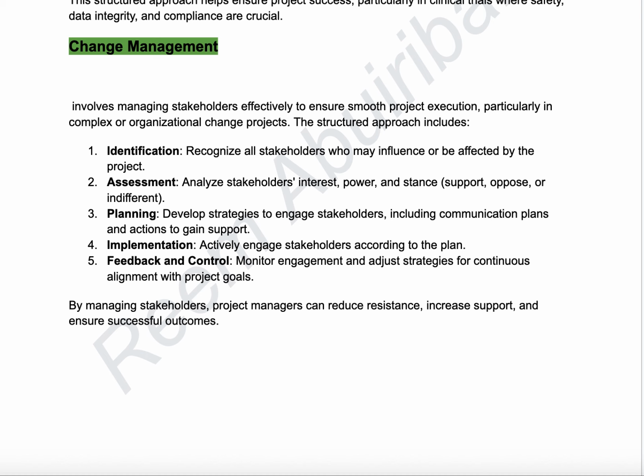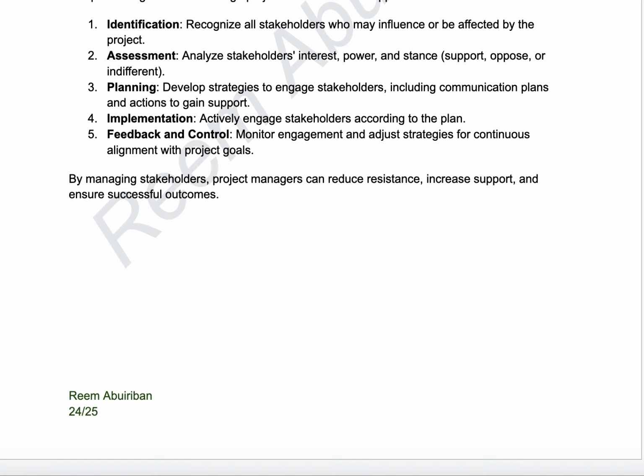gain support; implementation, actively engaging the stakeholders according to the plan; feedback and control, monitoring engagement and adjusting the strategies for continuous alignment with the project goals. By managing stakeholders, project managers can reduce resistance, increase support, and ensure successful outcomes.